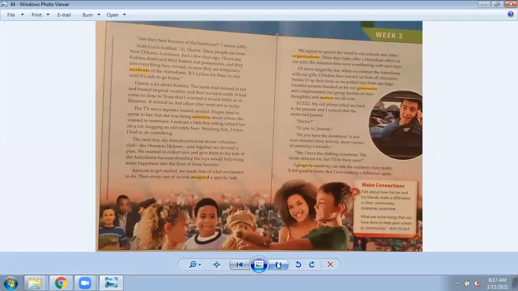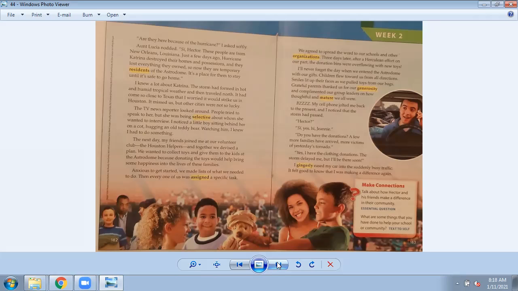The TV news reporter looked around. People tried to speak to her, but she was being selective about whom she wanted to interview. That means she was making very careful choices about who she spoke to. I noticed a little boy sitting behind her on a cot, hugging an old teddy bear. Watching him, I knew I had to do something.